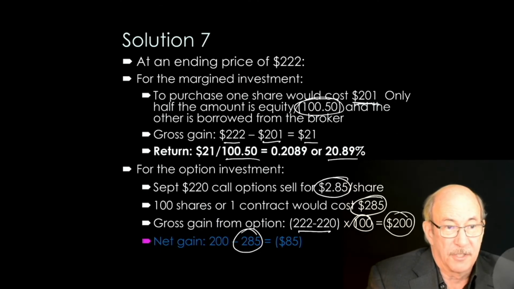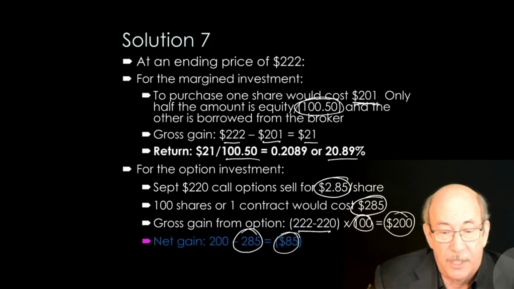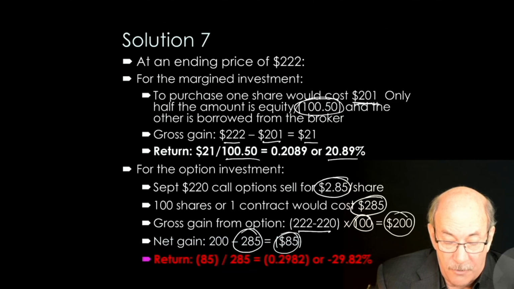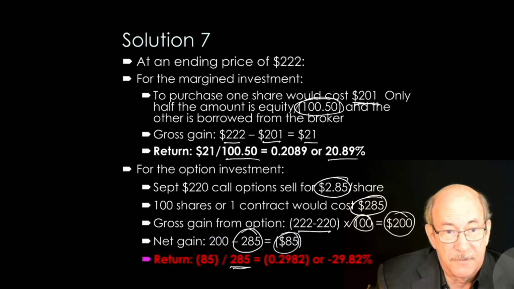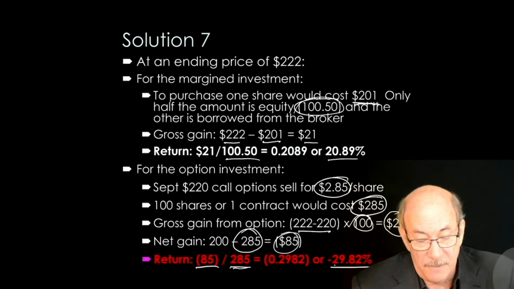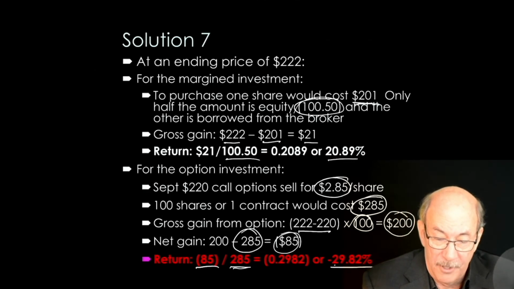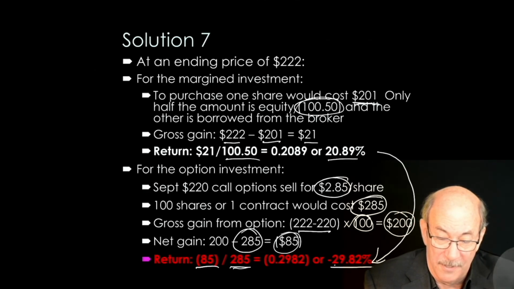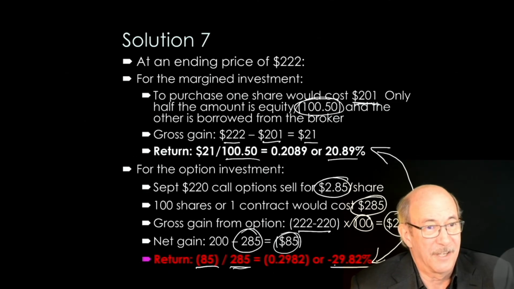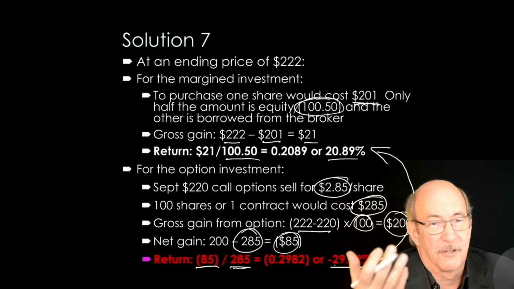However, it costs us $285 to buy that position. So we have a loss of $85. And so our return, again, our net investment, our net worth, if you will, is $285, and our return is a loss of $85. So that means we had a negative 29.82% return. So look at that variation between these two, right? Pretty significant. Now, we just raised the price by $3.